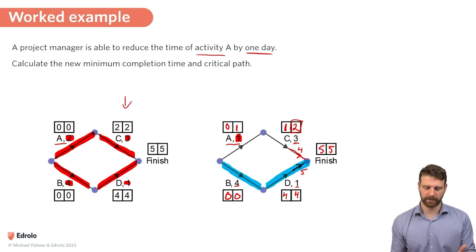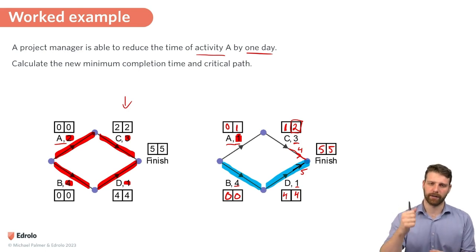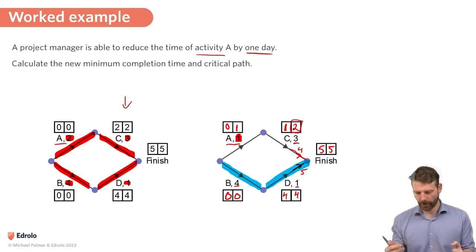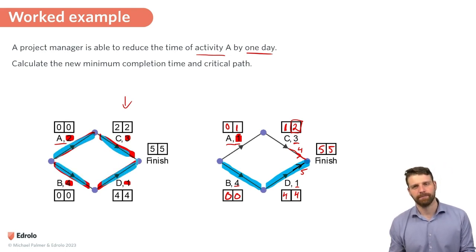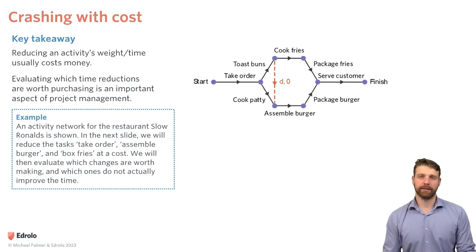So we need to actually adjust both, like an activity on both critical paths, in order to reduce the minimum completion time. So hopefully that makes sense. And because both of them were equally slow, adjusting one of them didn't speed up the project. Let's look at crashing with cost.